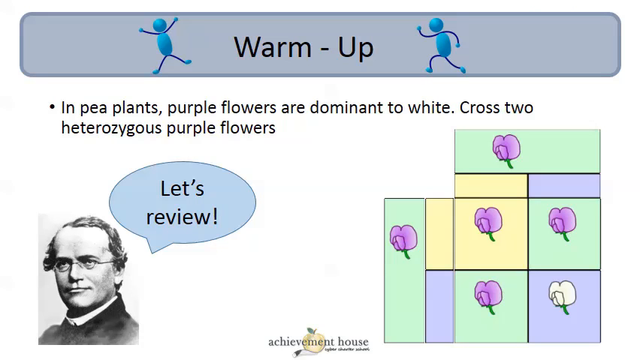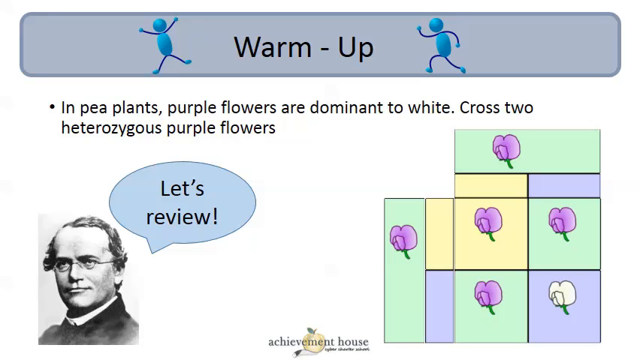Let's warm up. Remember from our last lesson we learned about Mendel's pea plants? And we learned how to complete Punnett squares. In pea plants, purple flowers are dominant to white. Let's cross two heterozygous purple flowers.